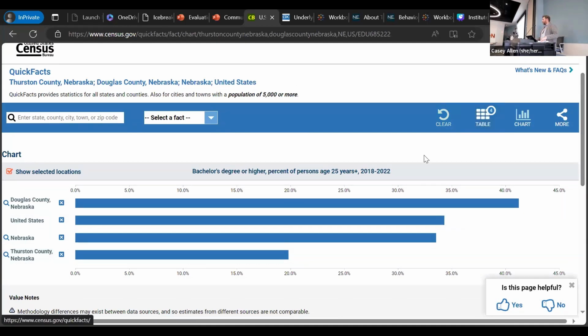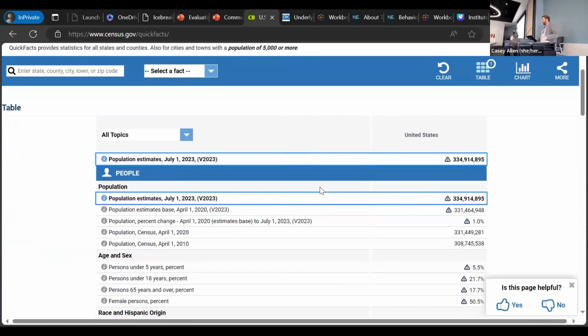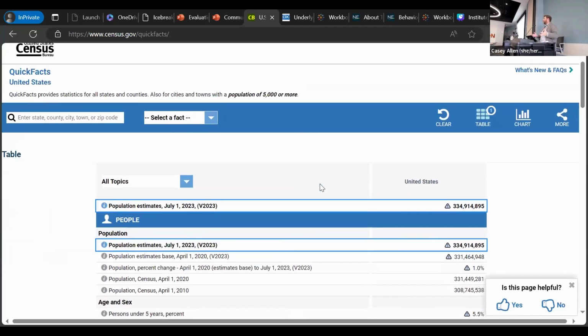So clear this out. So like I was saying before, very easy point and click tool. This is the easiest of all of the tools to use. You really only have to input two pieces of information, the geography that you're looking at, and then the fact that you're interested in looking at.